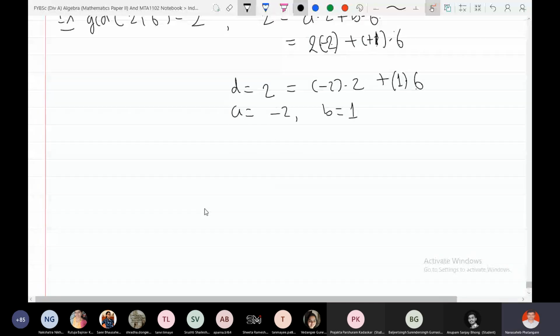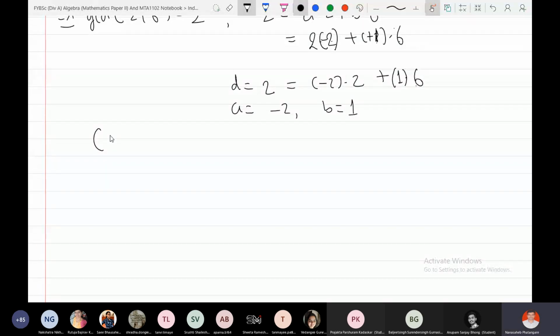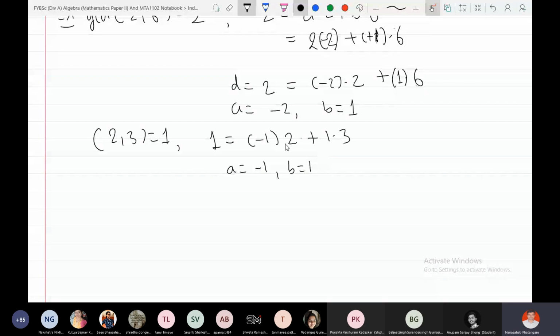Now what is GCD of 2 and 3? It is 1. Now how can I express 1 as a combination of 2 and 3? So 1 is equal to minus 1 times 2 plus 1 times 3, so a is minus 1 and b is 1. Certainly I can express 1 as a combination of these two numbers. Is it clear? Basically this is a general idea. For any situation this is true, and we are verifying it for particular cases.